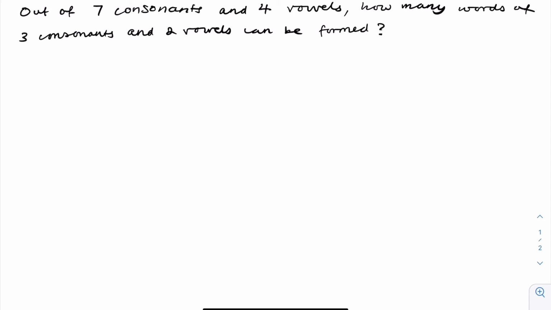Now we've identified it, it should become a lot easier. So let's start with the first step. We have to first find the ways 3 consonants and 2 vowels can be chosen. So that's the combination section of it.